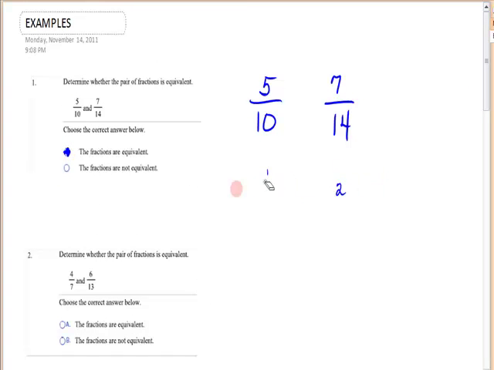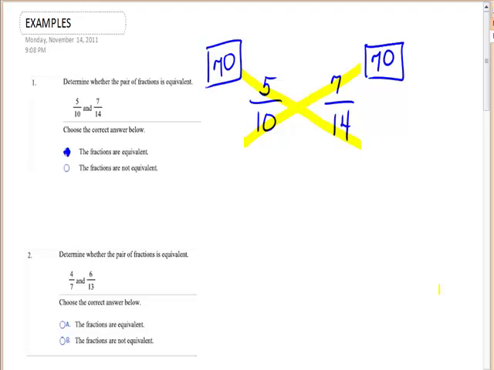These are equivalent. But I'd like to really practice on the cross products. So let's look this way and this way. 10 times 7 gives me 70. 14 times 5 gives me 70. Since the cross products are equal, the fractions are equal.